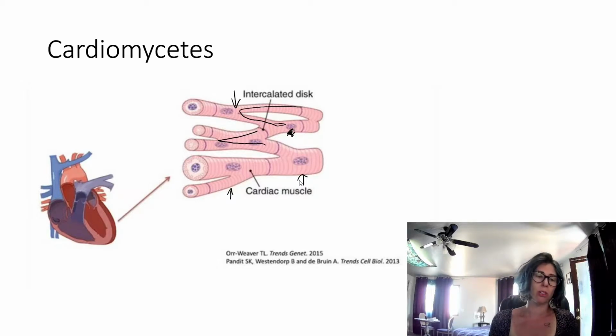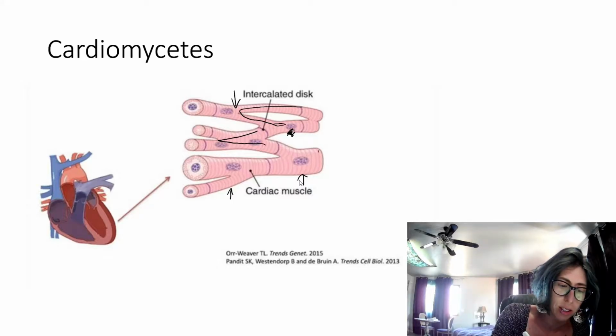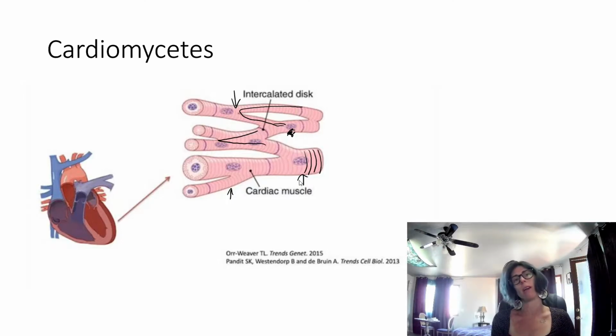Another thing you'll notice under a microscope is these striations, and you can kind of see them here. So these cardiomyocytes are striated. That striation is also visible under a microscope. That is also a defining feature, and it has to do with the sarcomeres. If you remember from Anatomy and Physiology 1 how skeletal muscle works, skeletal muscle also has these striations for the muscle contractions, through those sarcomeres.